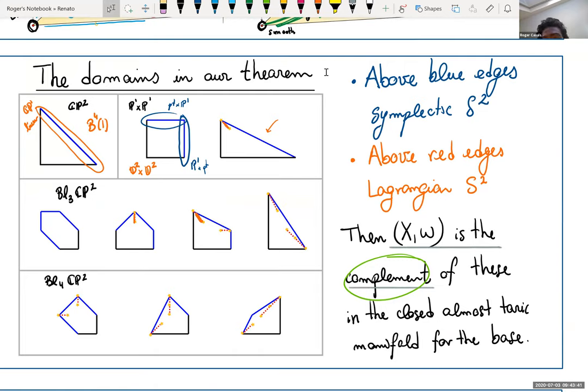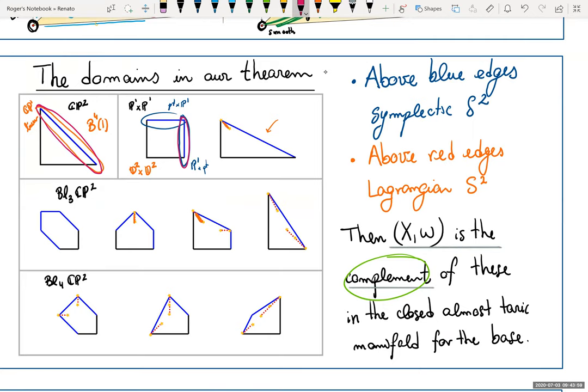Whoever asked the question, I assume it does. I think a good example is just what we're seeing here. This guy in here has self-intersection 1, and this guy in here has self-intersection 0. Okay, now Paolo is confused. Paolo, do you want to ask what you wanted to ask?